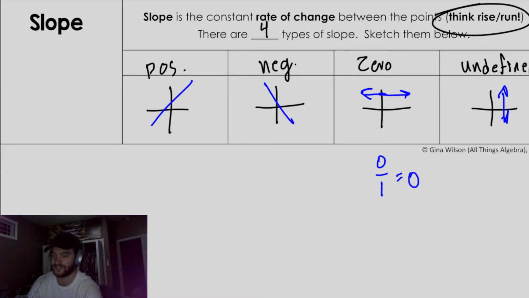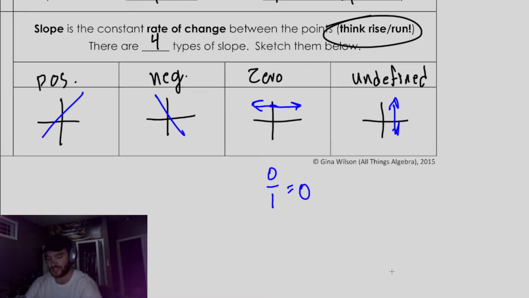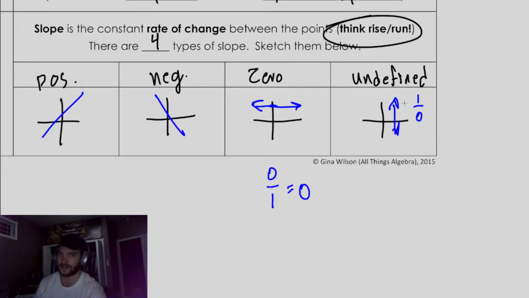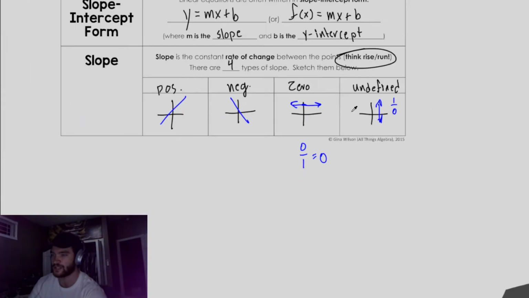Now if we look over here at the undefined part, that's where it gets a little bit tricky. This is going up, right? So it's going up, say 1, and it's not going over anything. 1 over 0. Now if you take a calculator, I can probably show you. If I do 1 divided by 0, rise 1, go up 1, over 0, so don't go anywhere, right? Cannot divide by 0, so that's why it's undefined. If you want to just memorize that vertical is undefined and horizontal is 0, by all means do it. I do not care.